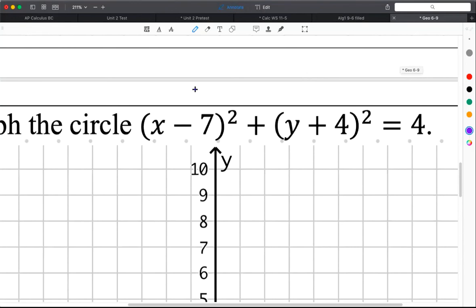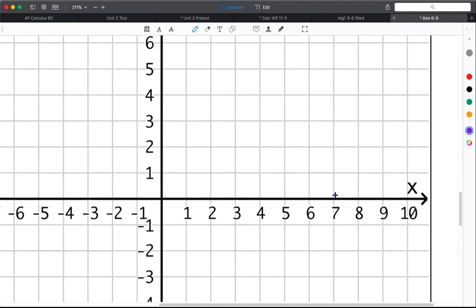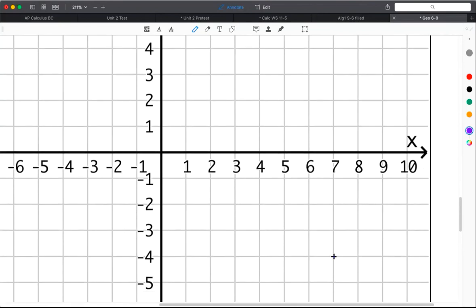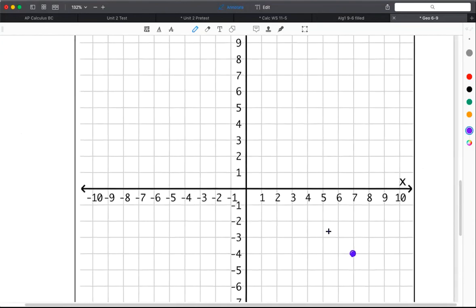It's positive 7, negative 4. 7, negative 4. There it is. So we're going to go positive 7 in the x, negative 4 in the y. So positive 7, I'm right here, and I go negative 4 down 1, 2, 3, 4. And Julian has graphed our center. All right, thank you, Julian. So we've graphed our center.